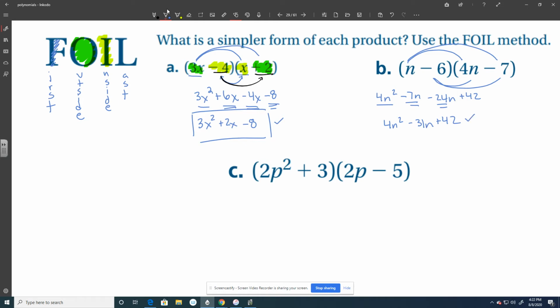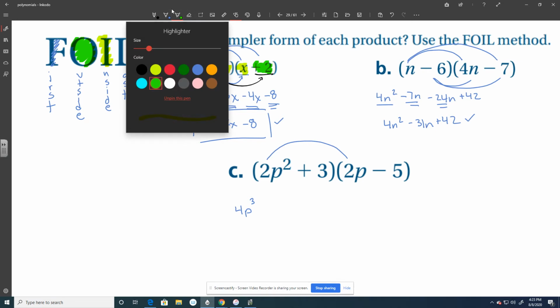Okay. So again, you don't have to memorize FOIL. It might help you to remember first, outside, inside, last. If nothing else, at least remember that you got to multiply everything, even if you draw arrows to do it. So on C, let's do FOIL again. Let's take our first one. So let's take my 2p squared and multiply it by my other first term, 2p. So that's 4p cubed.